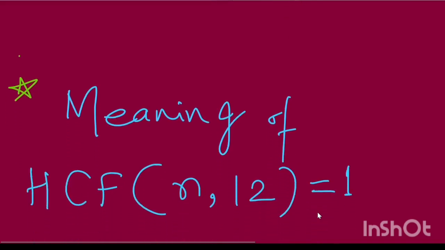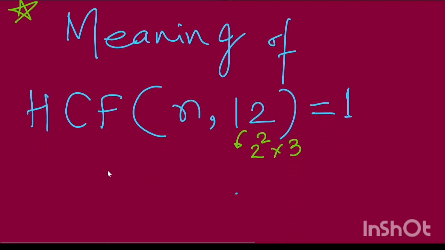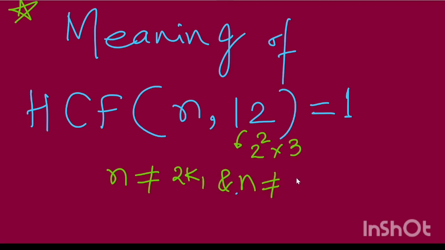Now what is the meaning of HCF of n comma 12 equals 1? 12 is made up of 3 and 4, which is 2 square into 3. Since it is 1, n should not be a multiple of 2. Since it won't be a multiple of 2, automatically it won't be a multiple of 2 square, where k1 is some natural number. As well, n should also not be a multiple of 3, because if it contains 2 or 3, we can take 2 or 3 common and the answer won't be 1. So n should not be a multiple of 2 and should not be a multiple of 3, where k1, k2 are some natural numbers, guys.